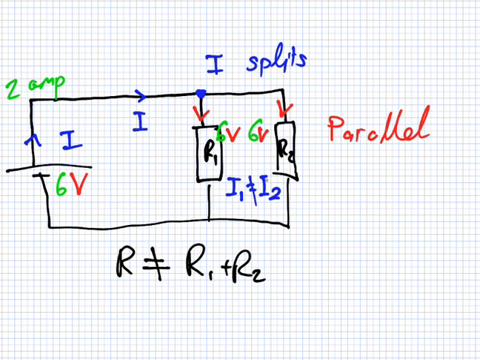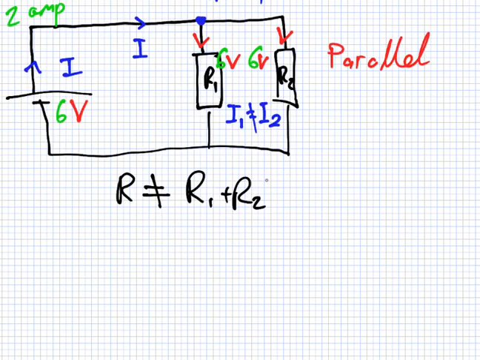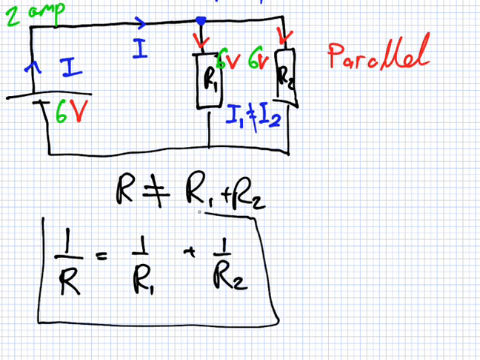But there is a way to work out the total resistance. We can combine these together. When you have this situation, you can use this formula for total resistance. In fact, 1 over R equals 1 over R1 plus 1 over R2. So this is how the resistance combines when the resistors are parallel. Let's have a look at an example.